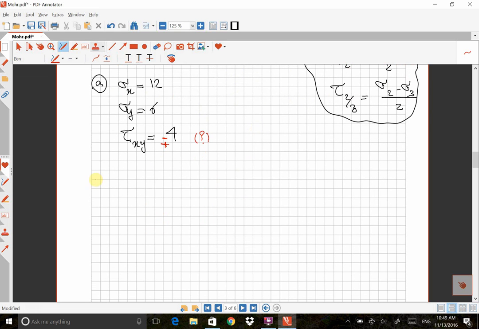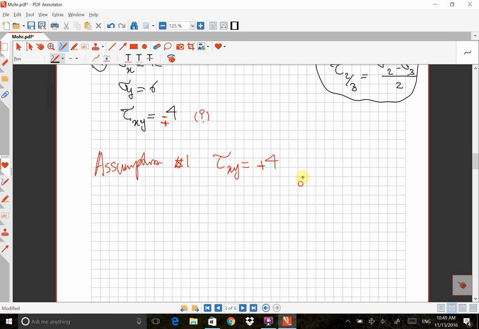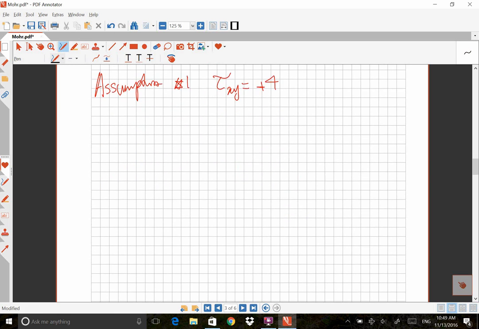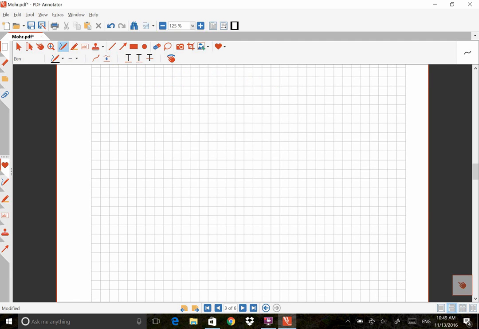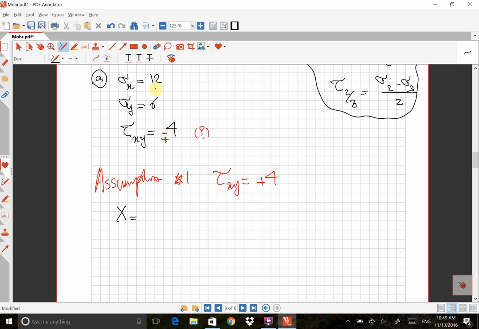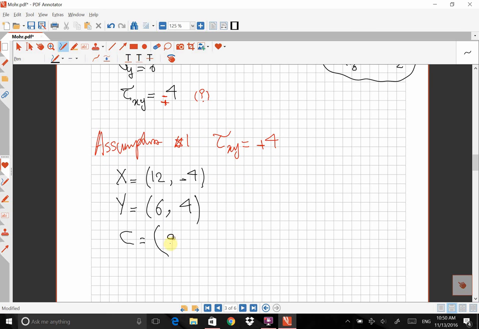Okay, I'm going to make an assumption, number one: my assumption is the shear stress is positive. So I want to draw the Mohr circle. In order to do that, I need to find those three points. X is 12, minus 4. My y is 6, and 4. And the center is the average of these two: 12 plus 6 is 18, divided by 2 is 9, and 0.